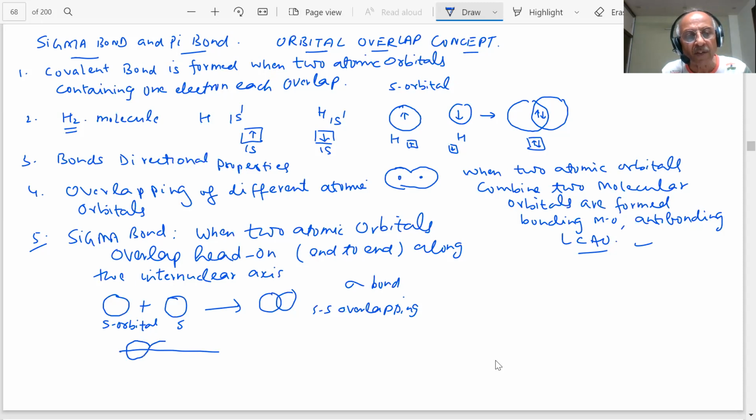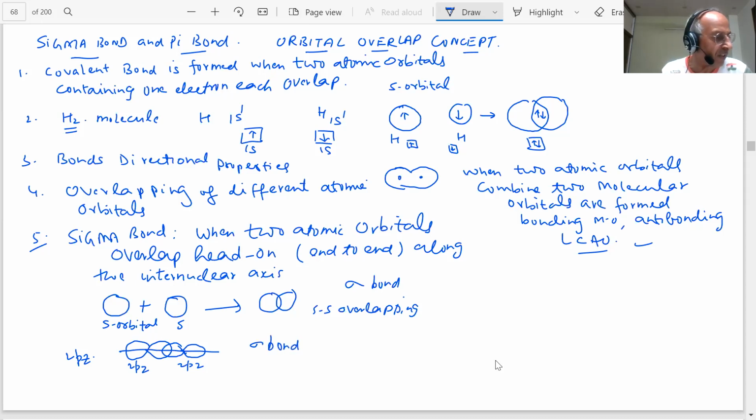One possibility, you can see that this is one p orbital. Student, if I consider this one to be my 2pz, then you have another p orbital. If the overlap is like this, what type of overlap is this? This is 2pz of one and 2pz of another atom. This is pp overlapping. This is one p orbital and another p orbital. So this is a head-on or end to end overlap, student, and this will result in the formation of a sigma bond.